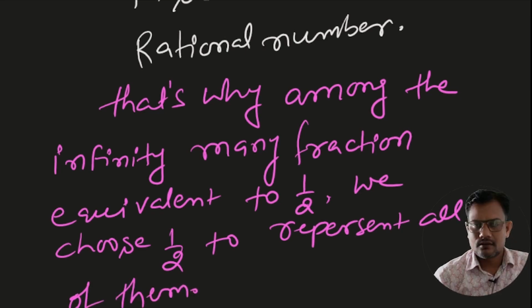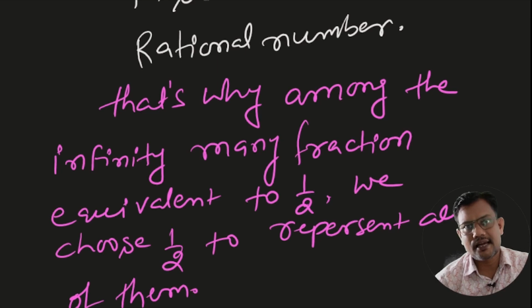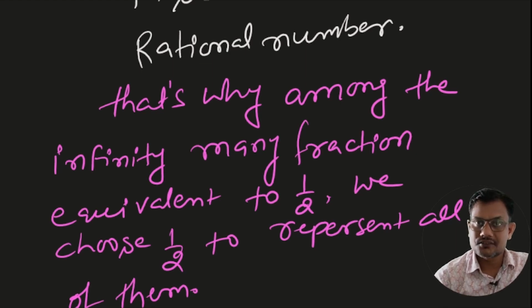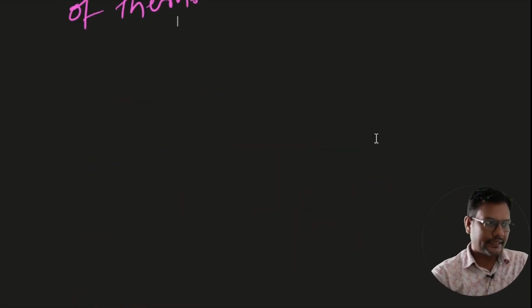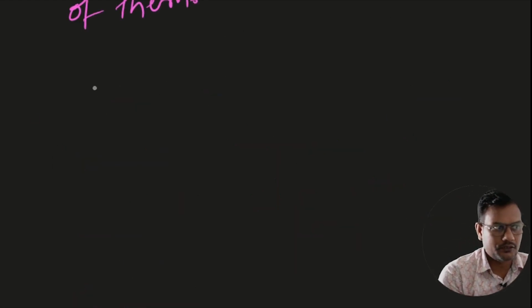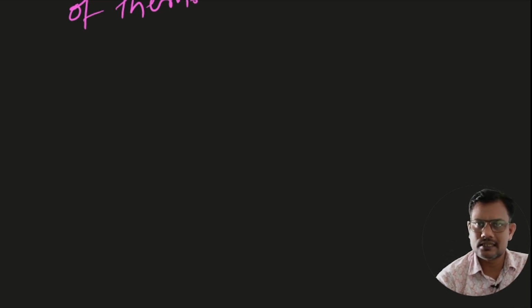That means 1 by 2 is a rational number and we can write its equivalents as many as possible, like 5 by 10, 25 by 50. These are the equivalent rational numbers of 1 by 2. That's why we can say that rational numbers don't have unique representations. Take an example so that you will get a better understanding of rational numbers.